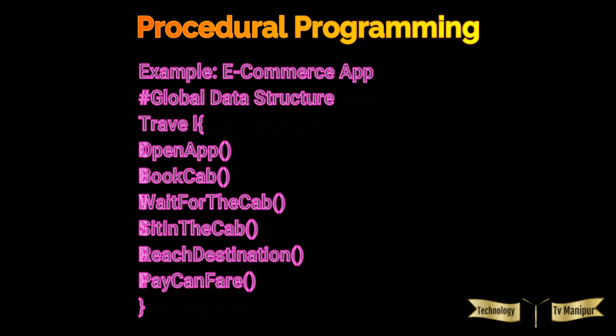Now after storing the data, we design an algorithm. Let's see what kind of algorithm we can develop in a procedural programming language for our cab booking service. This is a pseudocode which I have written. First of all, the passenger will open the app from which he can book a cab, and then he will book the cab. Once the cab is booked, he will wait for the cab, and once the cab arrives, he will sit in the cab. Then he will reach his or her destination and pay the fare. This is the pseudocode of that algorithm, and then we will translate it into actual code in a procedural programming language.